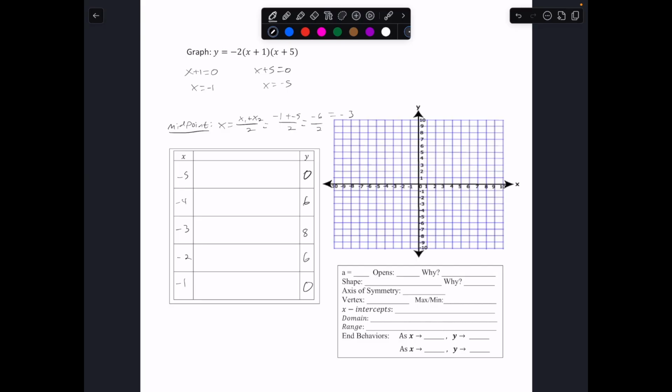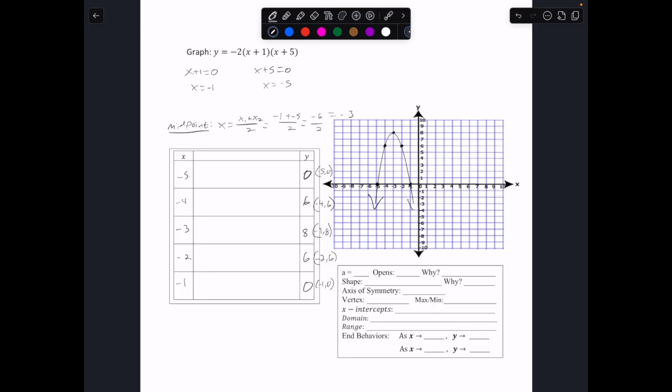Okay. So now we have our ordered pairs: -5, 0; -4, 6; -3, 8; -2, 6; and -1, 0. So let's go ahead and graph. So -5, 0. -4, 6. -3, 8. -2, 6. And -1, 0. So now we can connect our points. And again, for those of you guys using Notability, you can make this look nice and neat.